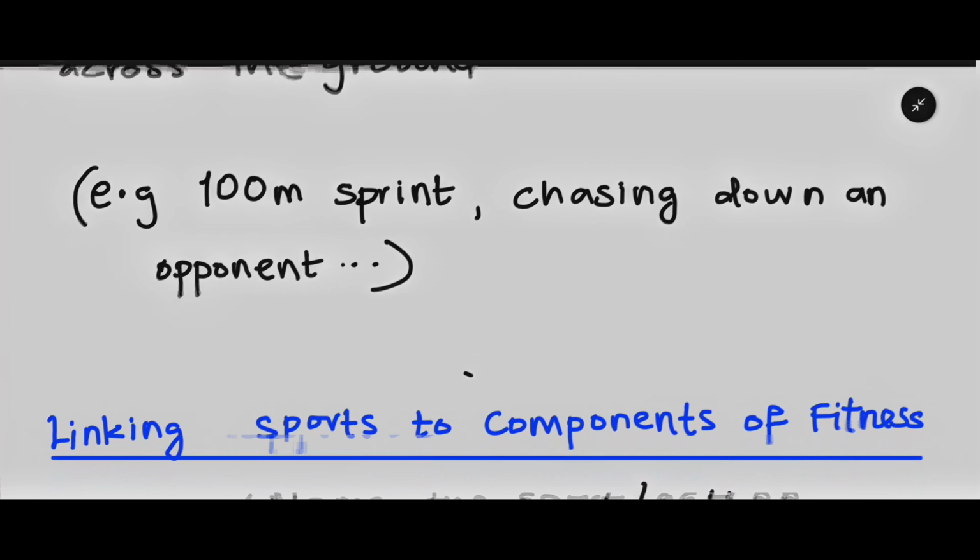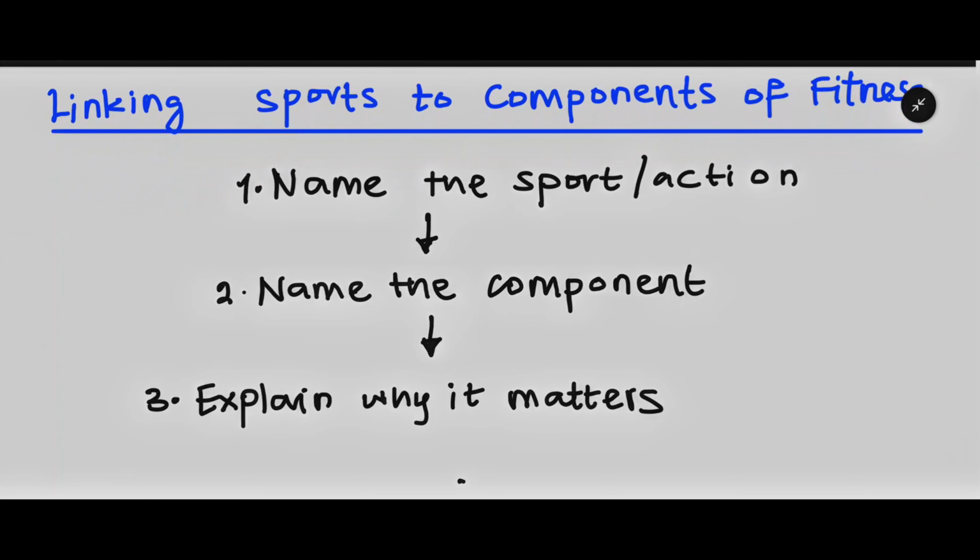Now, let's link sports to components of fitness. Whenever you are answering a question that requires you to link a sport to a component of fitness, you want to sweep up as many marks as possible. So this is a method that always works. You want to do a 3-step justification. Step 1, you name the actual sport or the action. Step 2, name the component of fitness. And step 3, explain why it matters. So link it to success and performance. For example, if you're talking about football, you could say something like, a football midfielder needs cardiovascular endurance to maintain a high work rate for the full 90 minutes.